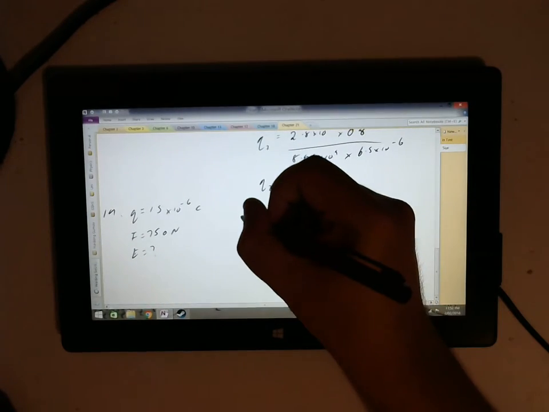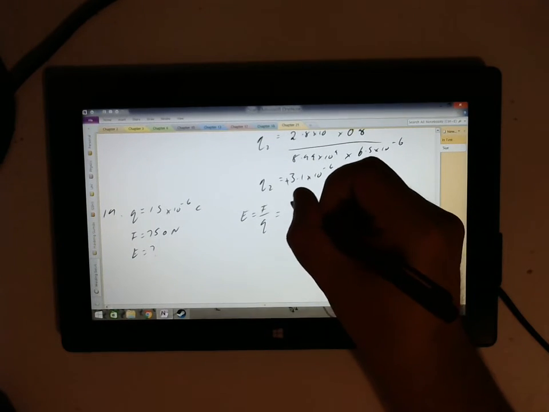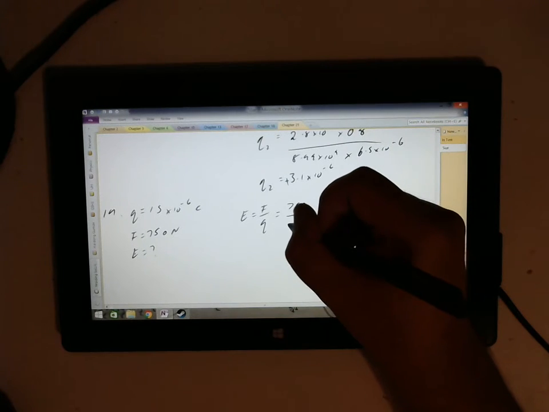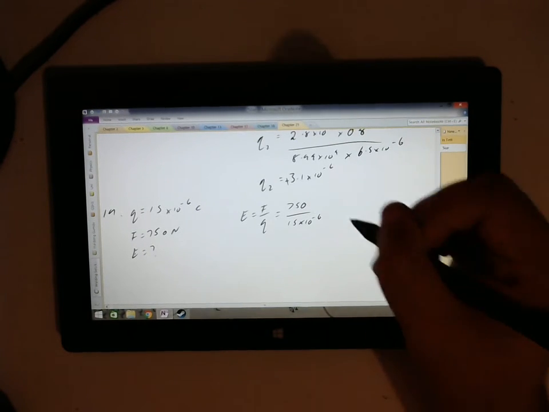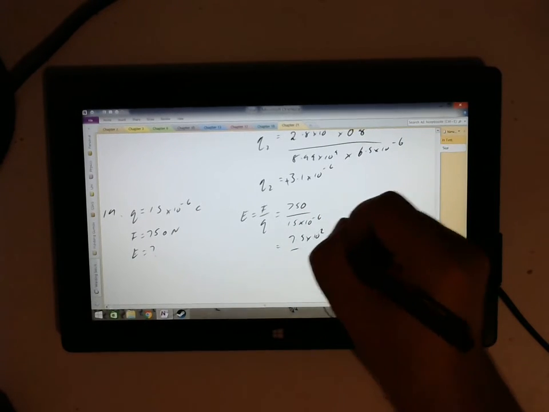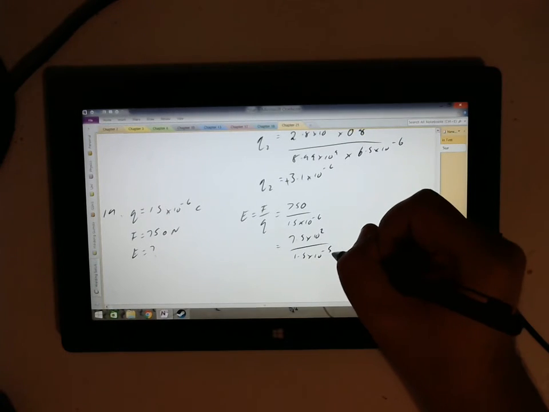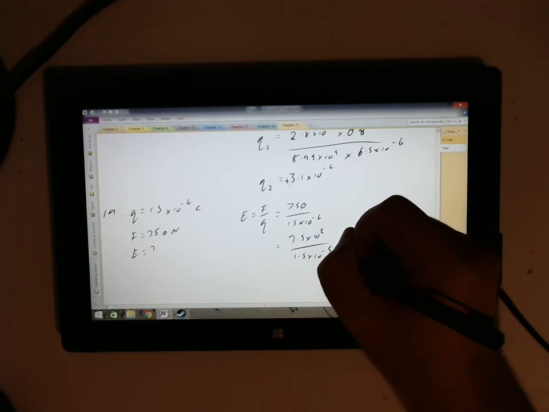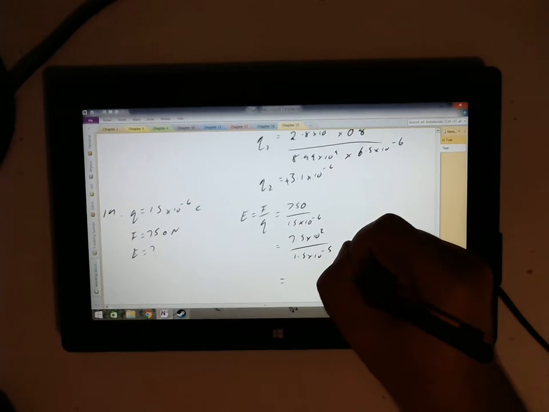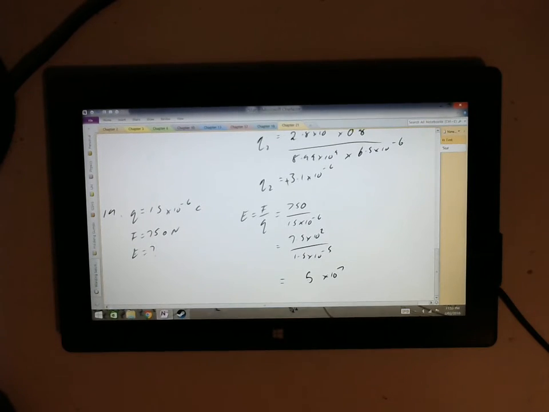Well, that equation stands out as being E equals F over Q equals 750 divided by 15 times 10 to the negative 6. Let's do a bit of quick math. 7.5 times 10 to the 2 over 1.5 times 10 to the negative 5. 2 minus negative 5 will give us a power of 7, so 10 to the 7. 7.5 divided by 1.5 will give us 5. And if we double check our answer there, we find that it is indeed 5 times 10 to the 7.